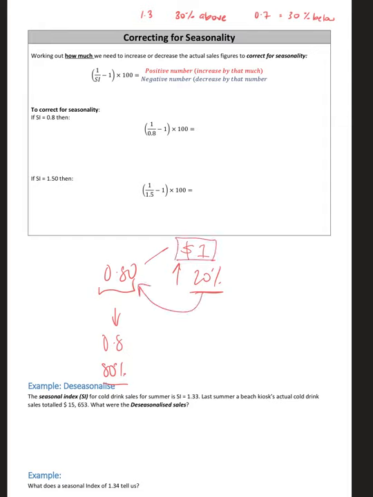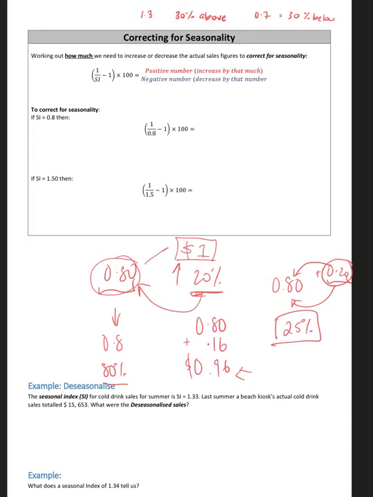if I increase 80 cents by 20%, 20% of 80 is 16 cents. So that is 96 cents. I haven't got to $1, have I? Because if I'm starting at 80 cents, I need 20 cents to be added to that in order to make it $1, which is the average. So 20 cents as a proportion of this 80 is actually 25%. 20 cents is a quarter of 80 cents, isn't it? So I have to adjust this by 25% to make it 1. So just be careful.